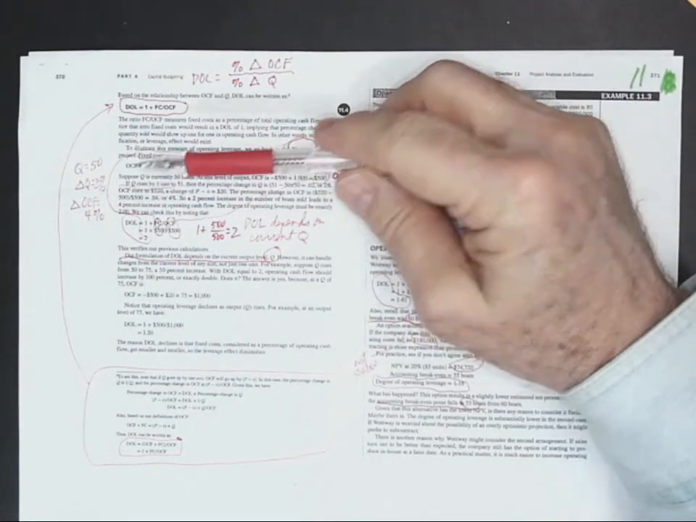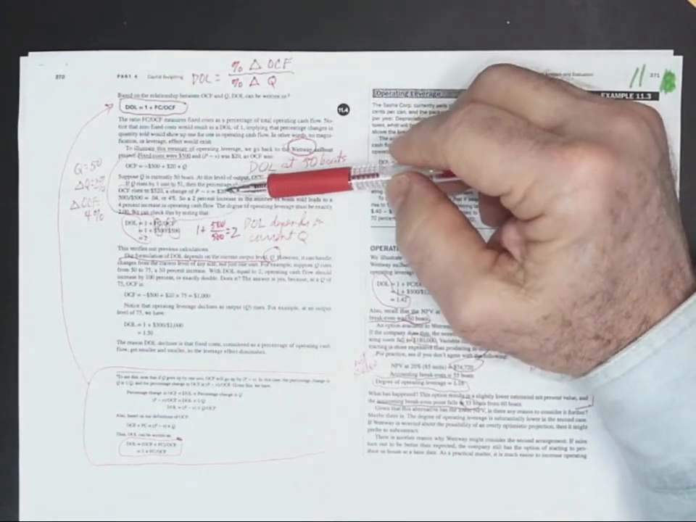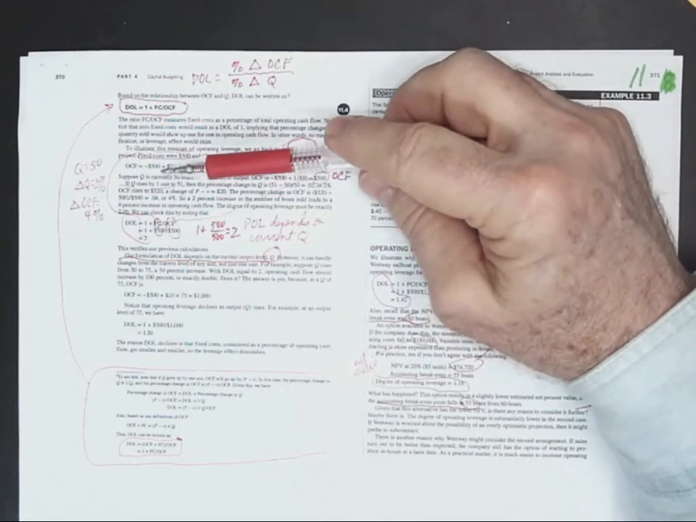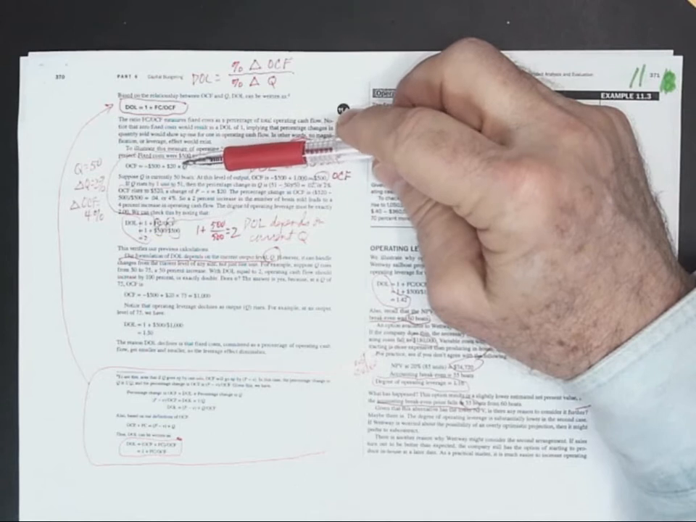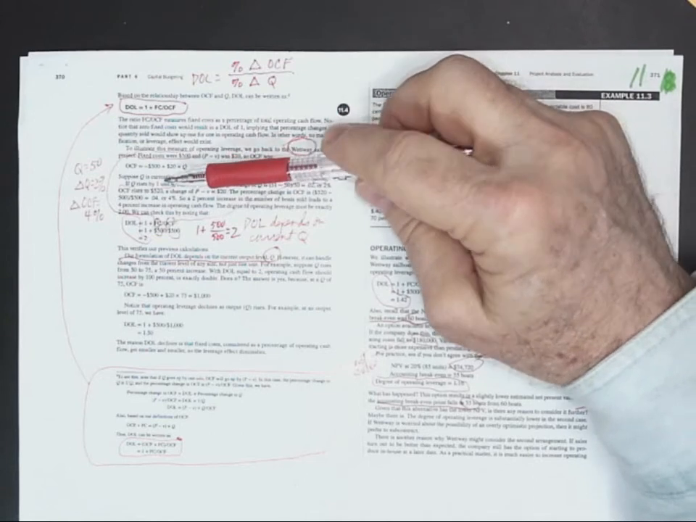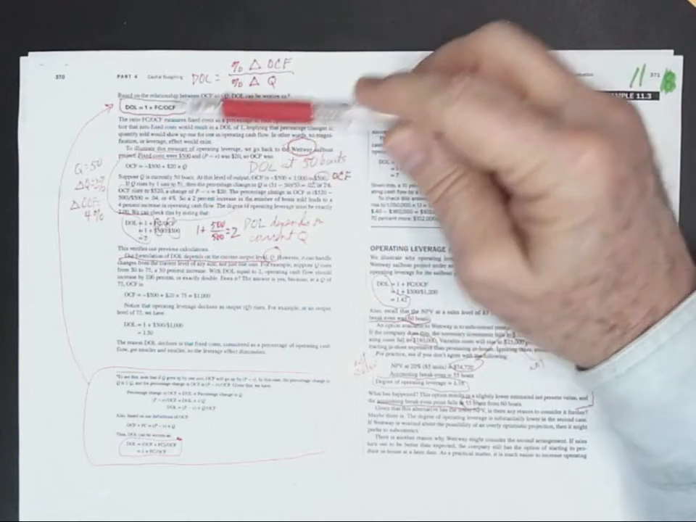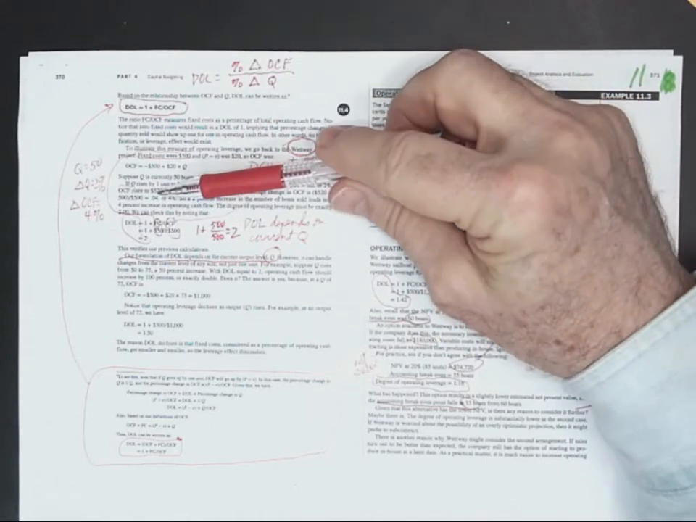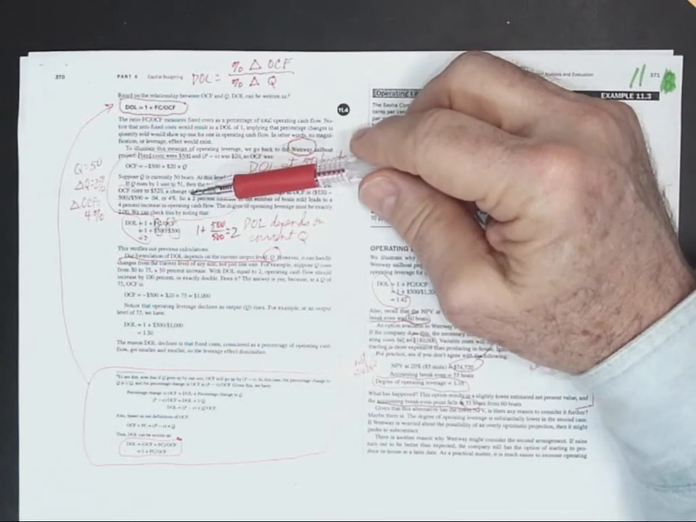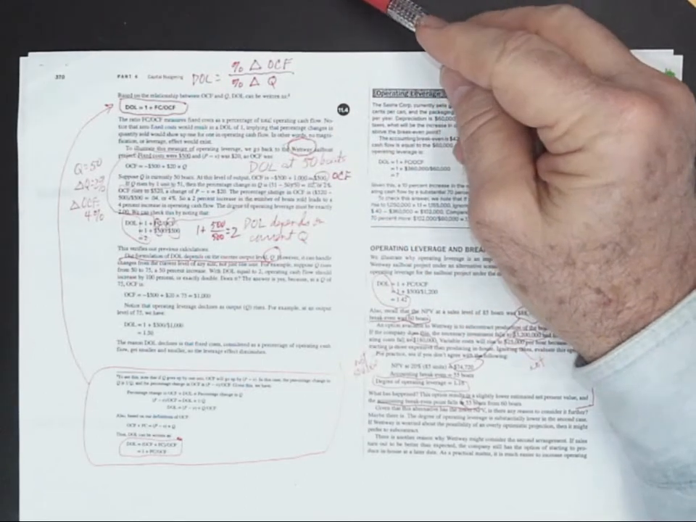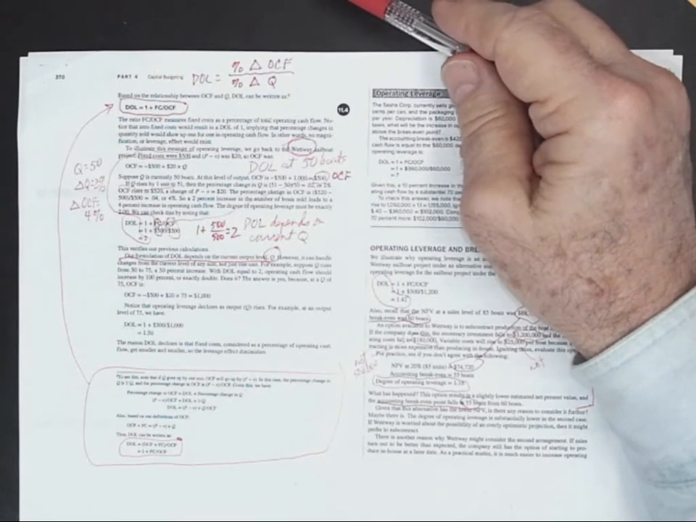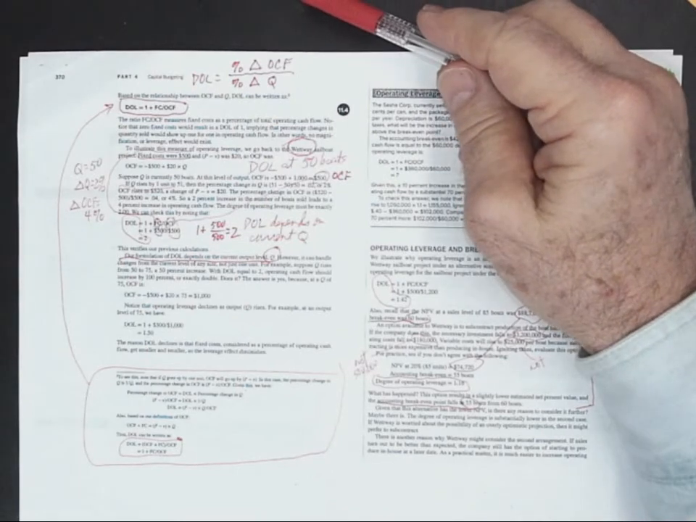Our operating cash flow, what would happen to it? Well, it would go up by 20. Why? Because we're selling one more unit, and our contribution margin per unit is 20,000, so we go from 500 up to 520 thousand. Now, what percentage change is that? Well, it's 20,000 divided by 500,000.